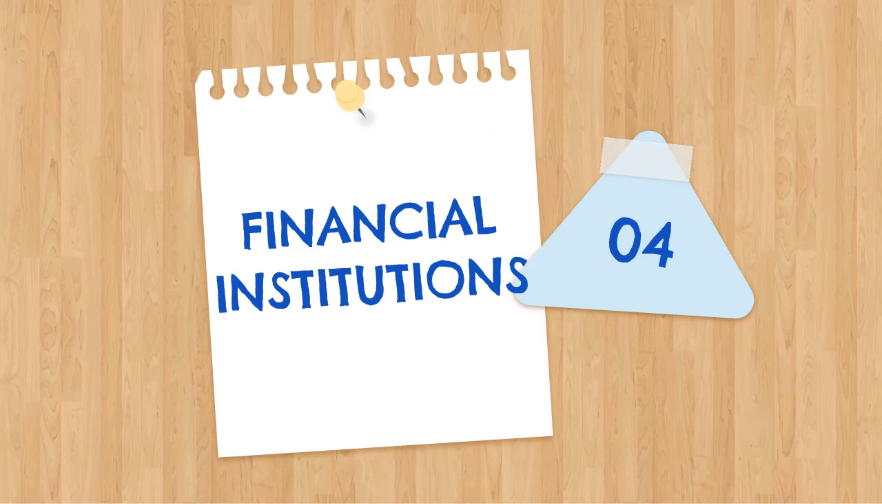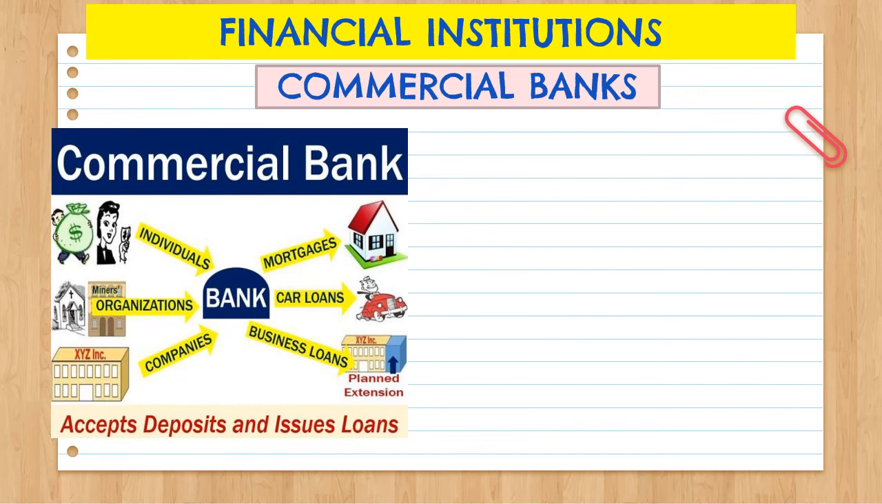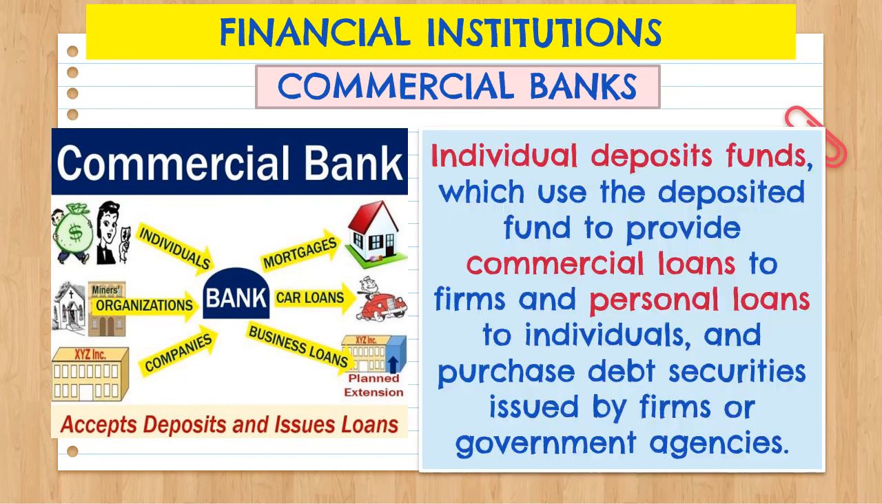Then we will discuss financial institutions. One of the financial institutions is the commercial bank. It takes individual deposit funds, and uses the deposited funds to provide commercial loans to firms and personal loans to individuals, and to purchase debt securities issued by firms or government agencies.